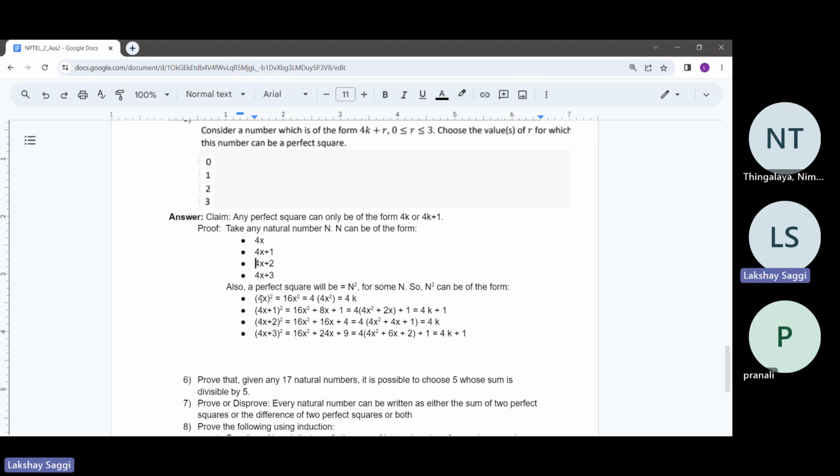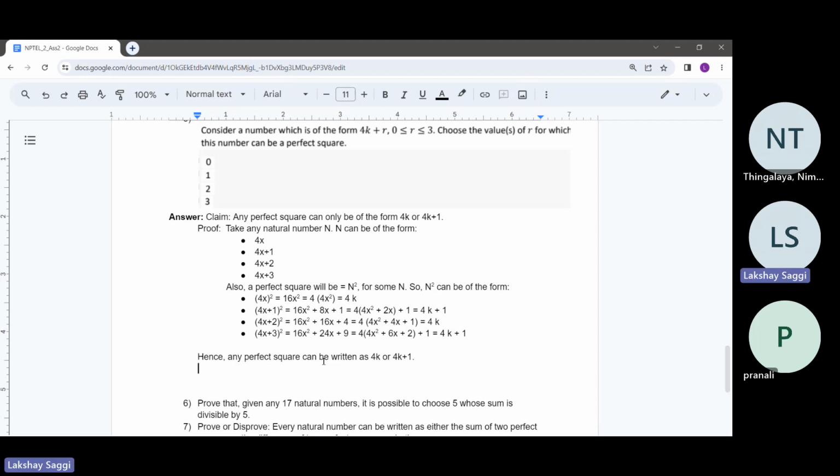So what we have proven is that n can only take one of these four values, and whatever be the value of n, in all the cases, we can write its perfect square as either 4k or 4k plus 1. So what we have shown is that any perfect square can be written as 4k or 4k plus 1.